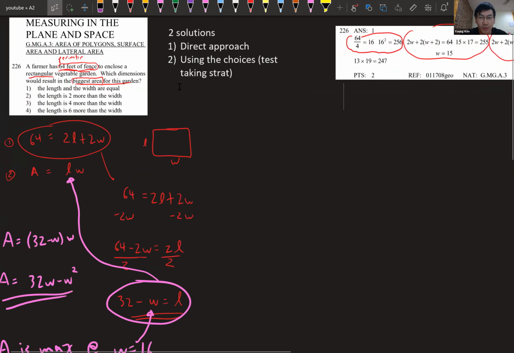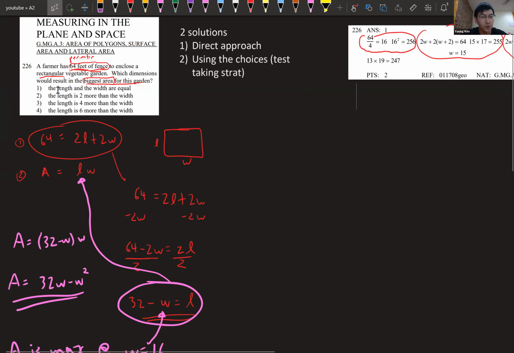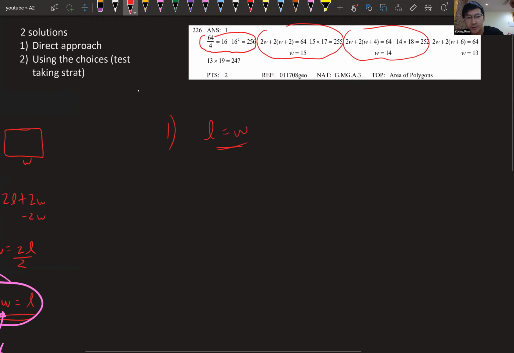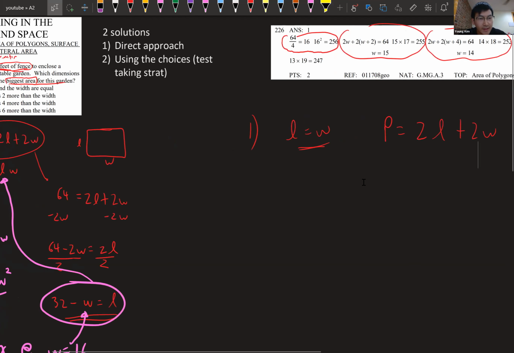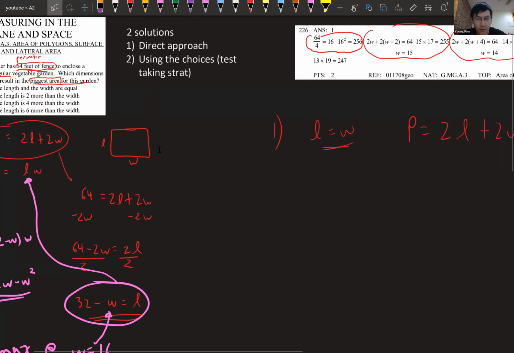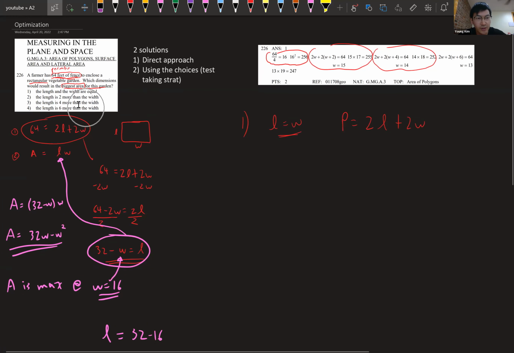So look, what they're saying is, let's assume that choice 1 is true. The length and the width are equal. Well, if the length and the width are equal, that means L is equal to W. And since we're talking about rectangles, the perimeter formula for a rectangle holds, so it's 2L plus 2W. It looks like all the choices are talking in terms of length, so we should substitute this back in here.